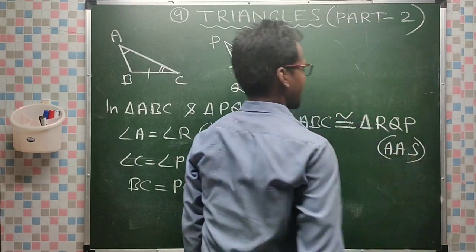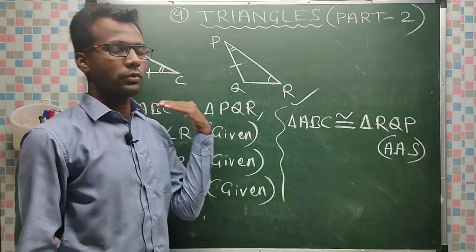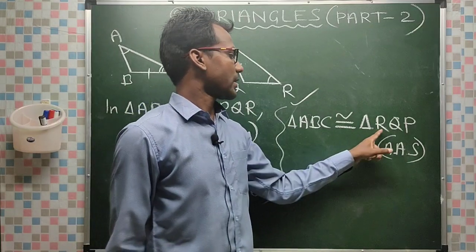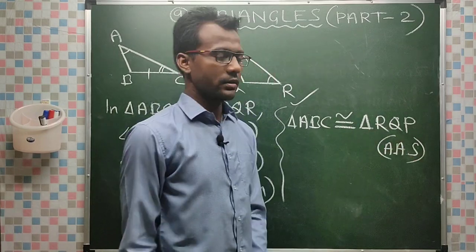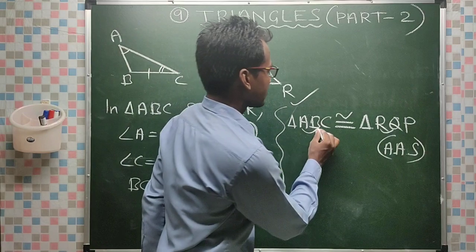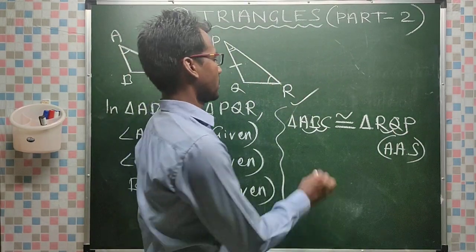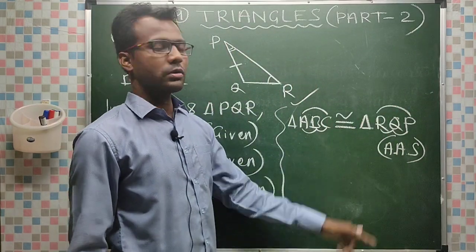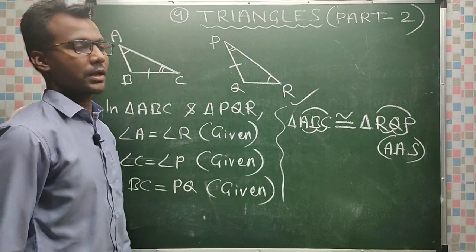This is the AAS, angle angle side postulate. Once you get the order, you don't need to look at all this. Everything you get from here. Angle A is equal to angle R, angle B is equal to angle Q, angle C is equal to angle P, then AB is equal to RQ, BC is equal to QP or PQ, same thing. Last is AC is equal to RP. So the order will give you everything. So this was the fourth postulate, AAS.